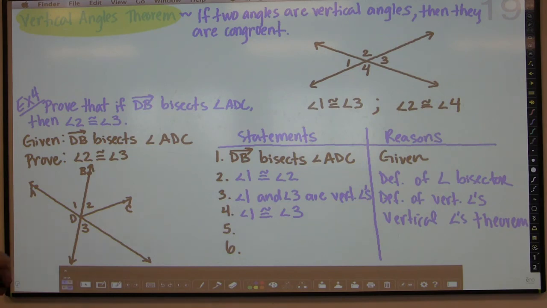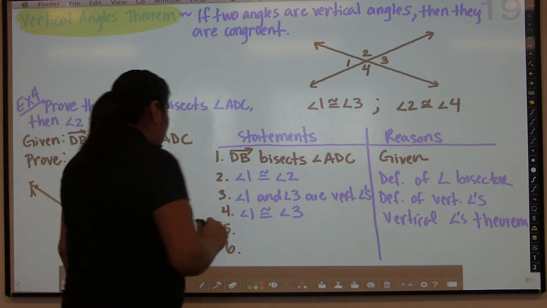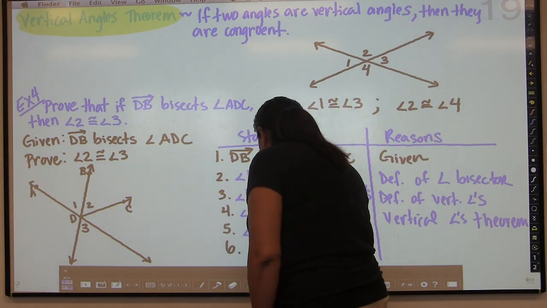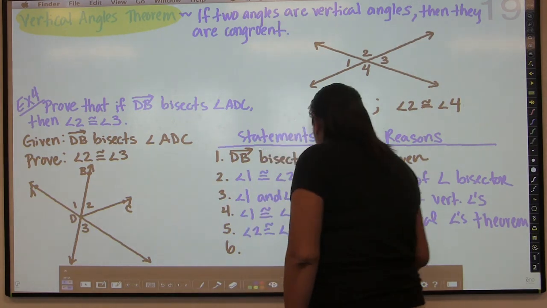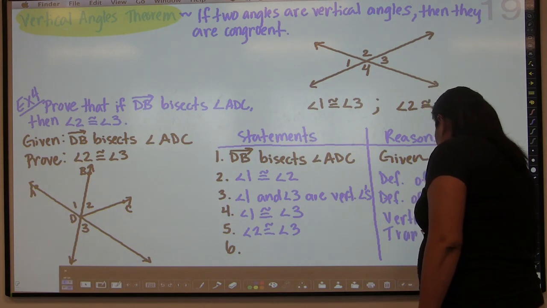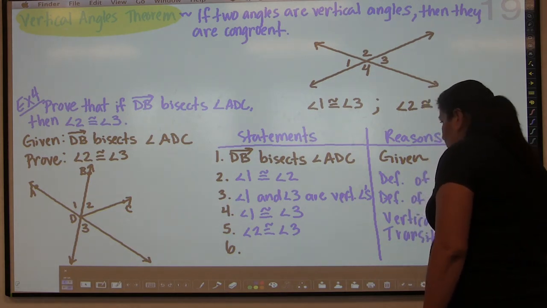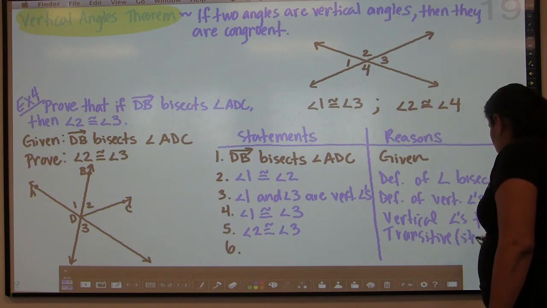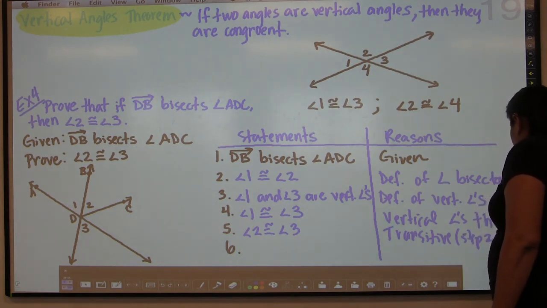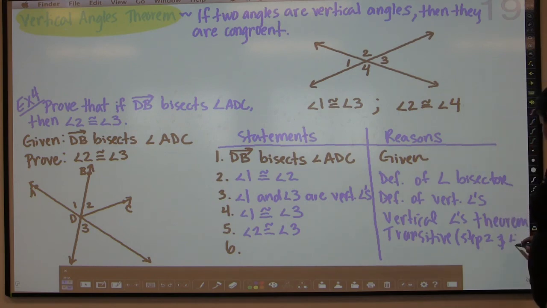And then we can get our last step pretty much because we wanted to prove angle 2 and angle 3, right? So let's see if we can get that. I think, yes, we can. We can go angle 2 congruent to angle 3 now by the transitive property. Transitive. And I'm going to put that steps 2 and 4. If I combine steps 2 and 4, maybe you'll see what I'm talking about.